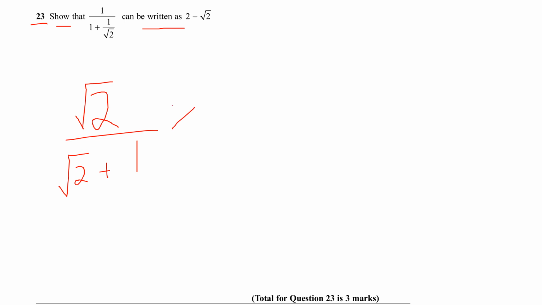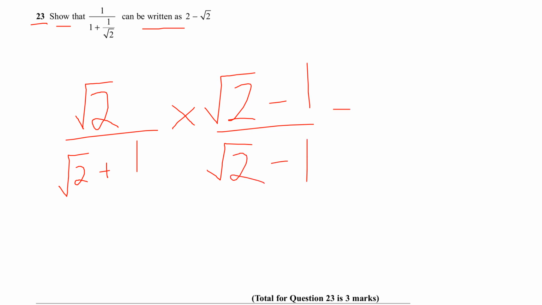So times top and bottom of my fraction by the conjugate of this. So this, but with the sign changed. So that'll be root 2 minus 1 over root 2 minus 1. When I do this, on the top, I get root 2 times root 2, so that'll be root 4, which is 2. And then minus root 2 times minus 1, so that'll be minus root 2 on the top.